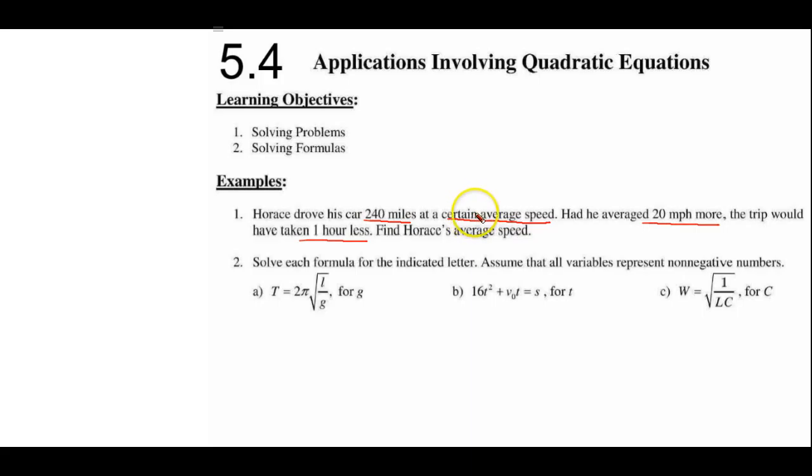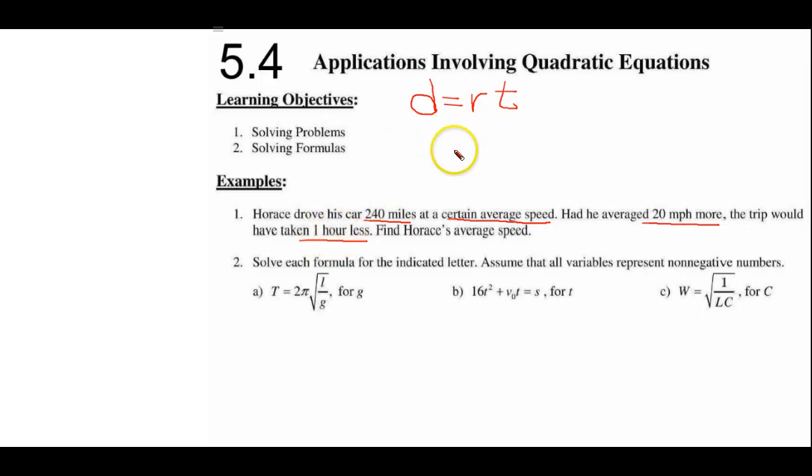Now, the first time I read this, I had to read it again and again. And then I thought, well, what formula could I use? Well, one that we've used quite a bit is the distance formula. Distance equals rate times time. So we have distance here. We have a rate that we don't know, and then if we went faster, it would be a different rate in a sense. And we know if we went faster, it would take 1 hour less.